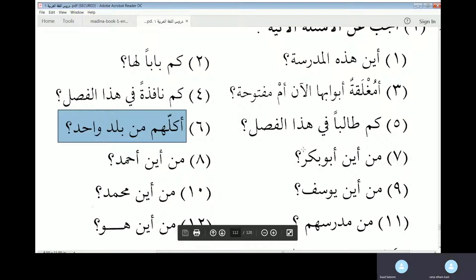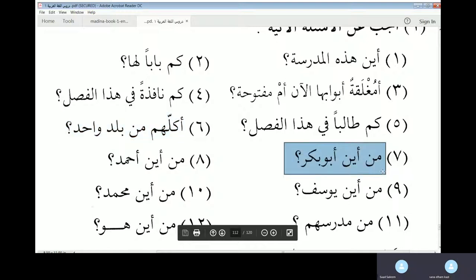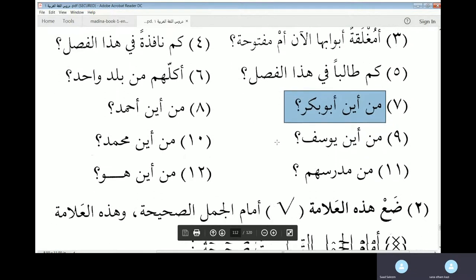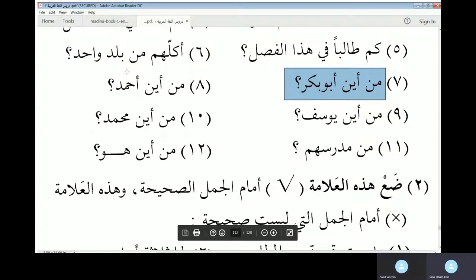Okay. Min aina Abu Bakr? Where is Abu Bakr from? Huwa minal Hindi. He is from India.